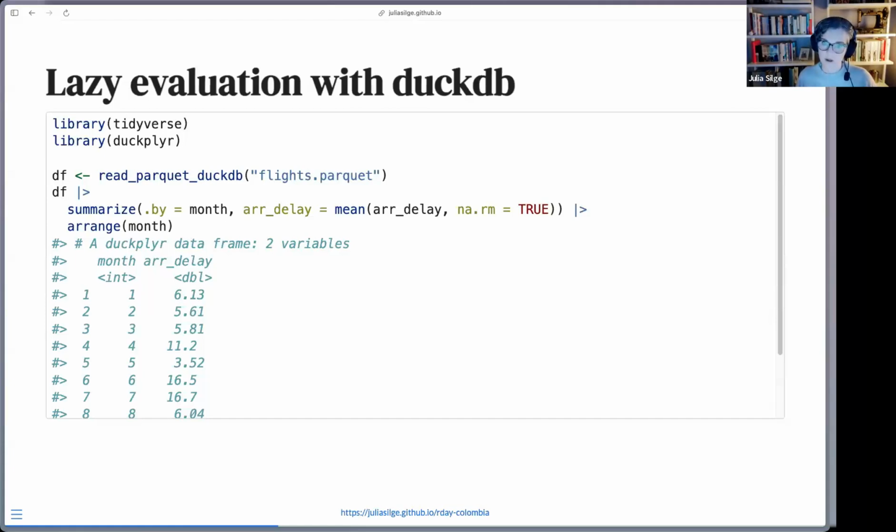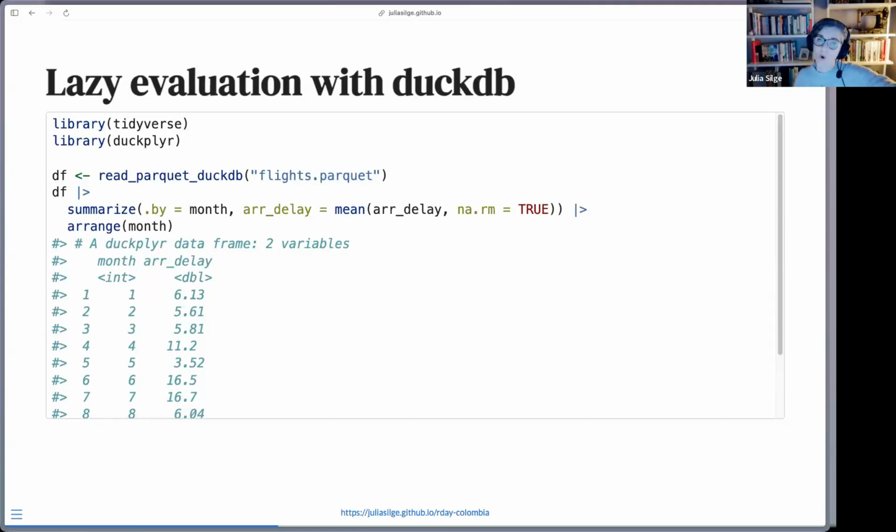Once I have done this read parquet DB and gotten the information from the file, you notice I can write some pretty similar code to group by and summarize. So here I'm summarizing by month and I'm computing the mean delay in these flights. This is a data set on flights here, and then I can arrange here. So the code does not change too much. The kind of code that I need to write here has not really dramatically changed.